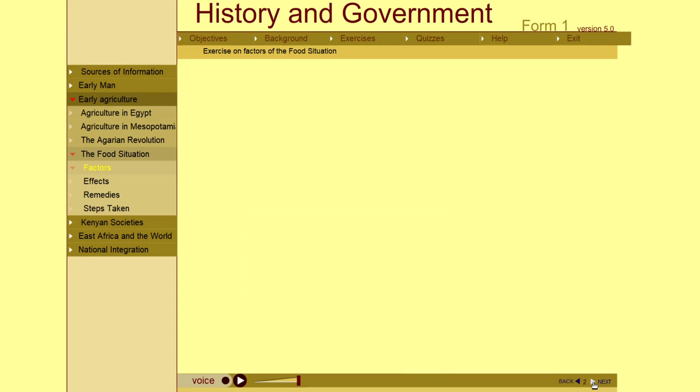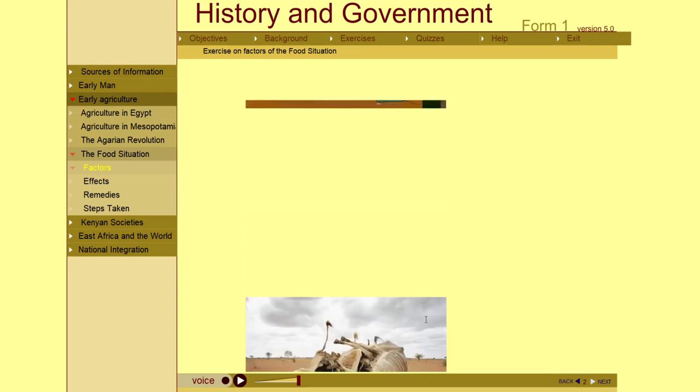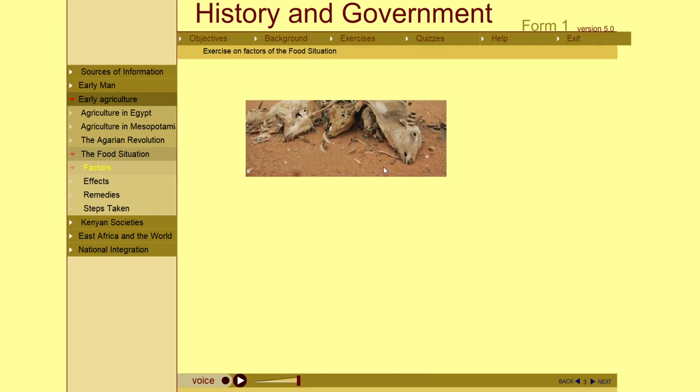2. Poor methods of farming. 3. Inadequate funds. 4. Adverse climatic conditions. 5. Natural calamities. 6. Desertification. 7. Overemphasis on cash crops. 8. Rural to urban migration. 9. Political instability. 10. Poor infrastructure.